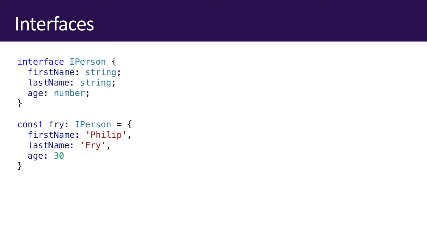Or if, let's say, we didn't have first name in there at all, or we mistyped it and we left off the E on the end, so we had an extra property called first name, and there was no property called first name, TypeScript would actually give us a compile time error.